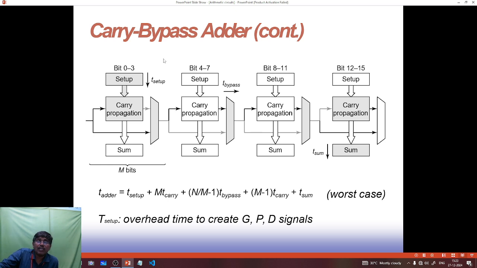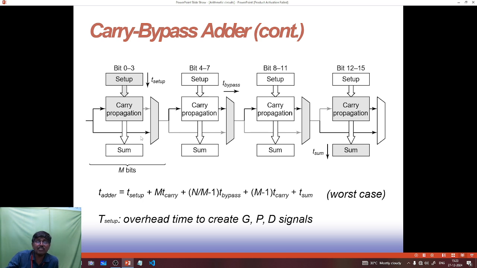Now, carry bypass. Suppose you are using a 16-bit number, the delay will be more compared with the ripple carry adder. So that is why we use the carry bypass adder. Otherwise, we have to unnecessarily propagate or process the carry operation. So you have to minimize the carry operation by using this carry bypass adder.